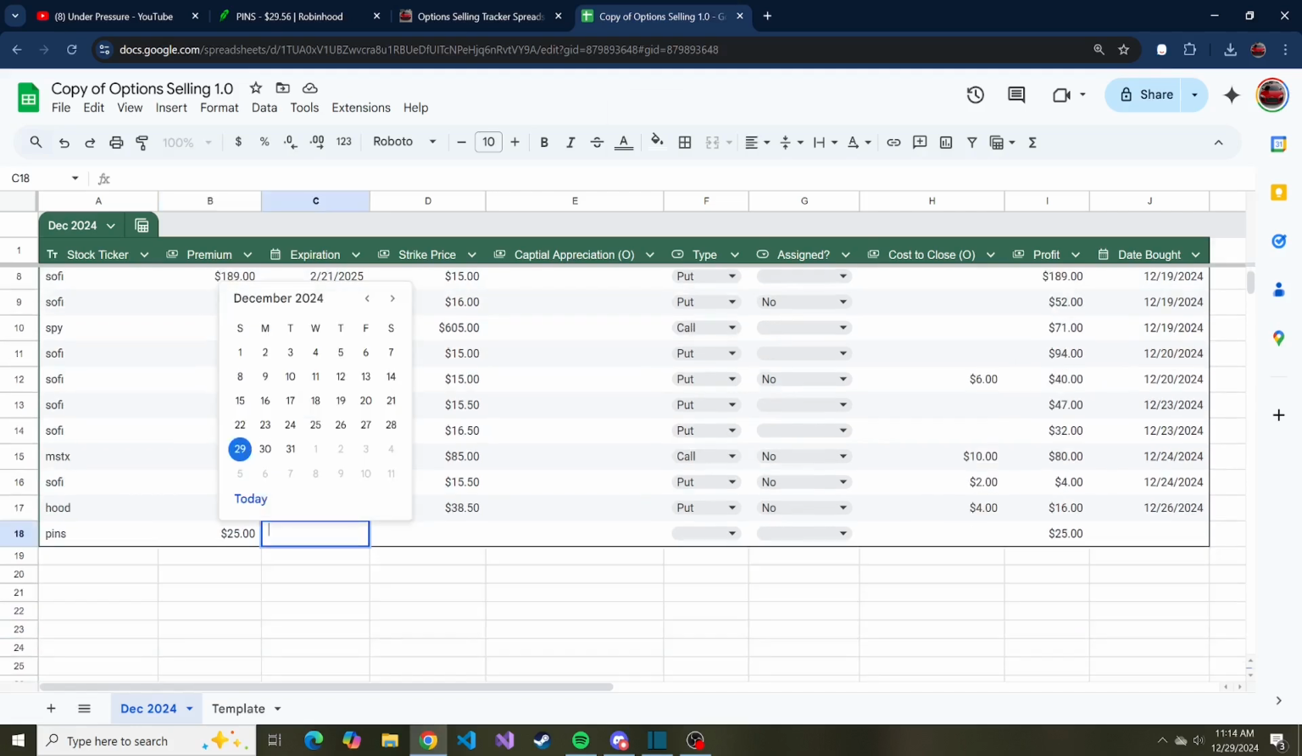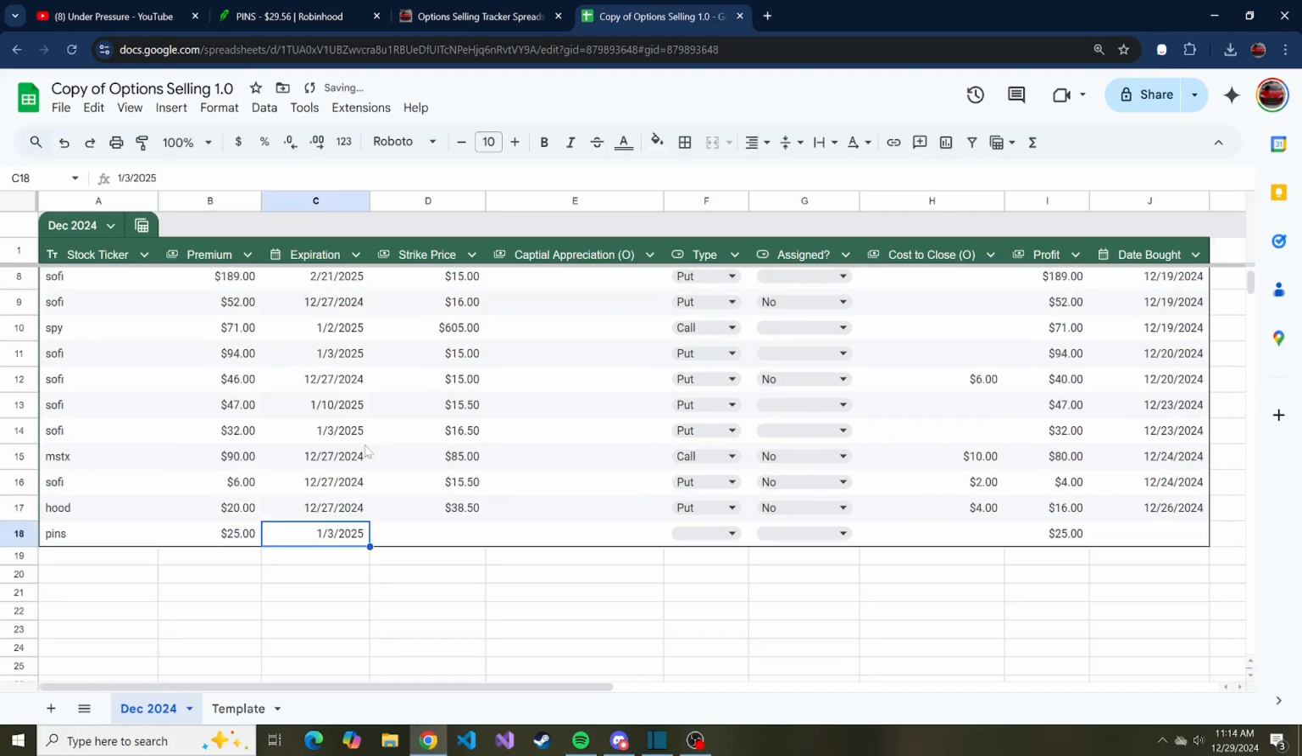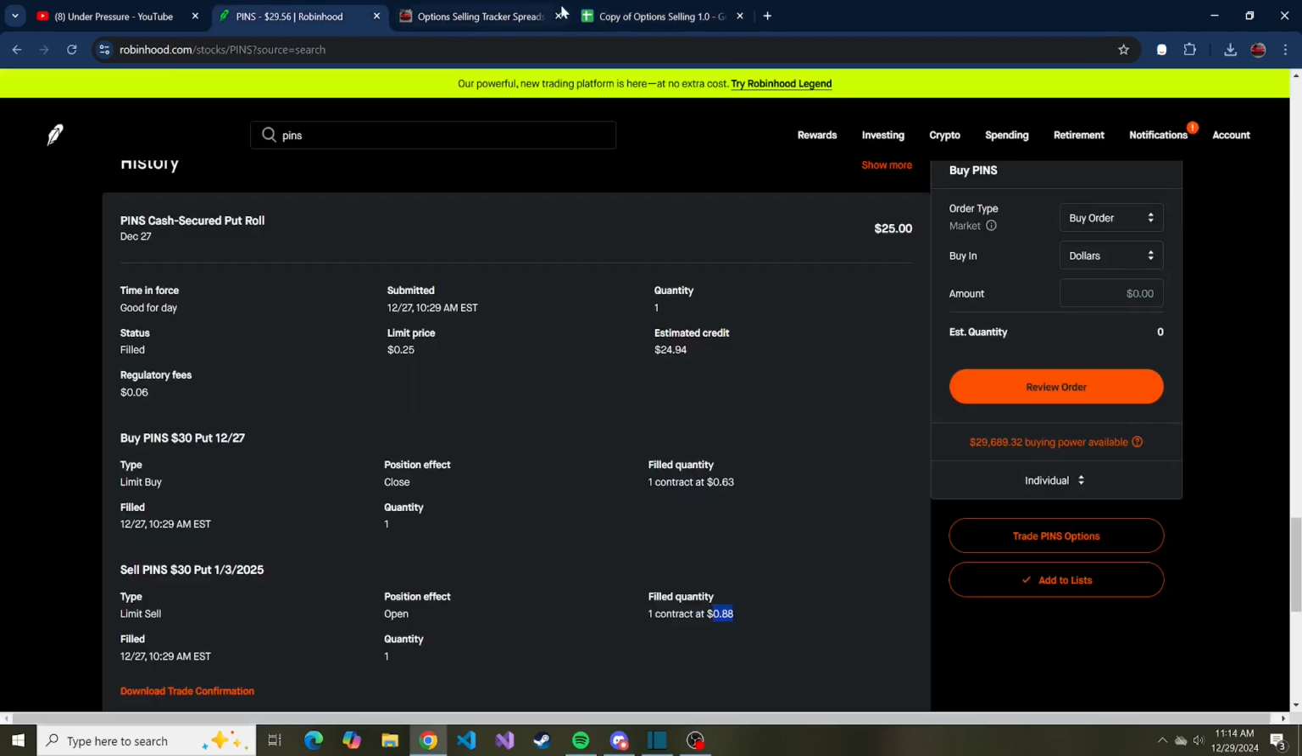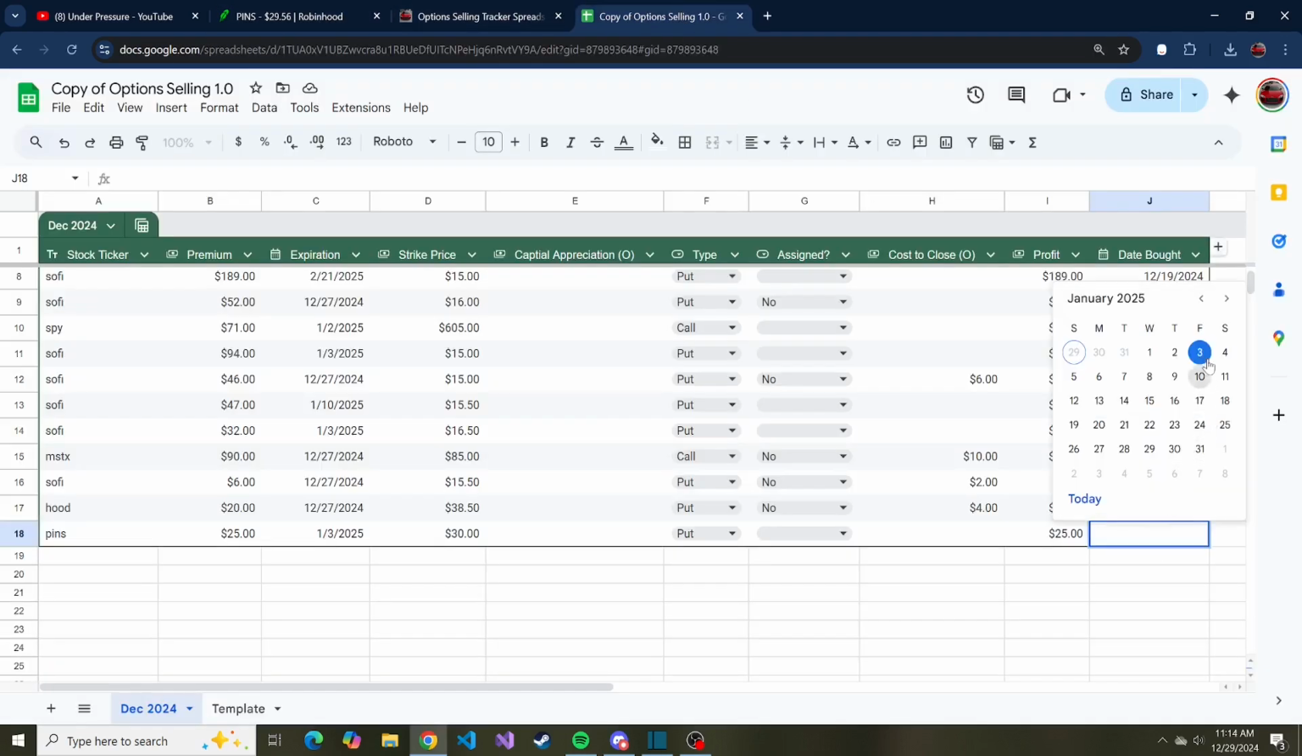And now we just put in the rest of the information. So this expires on the 3rd. The strike price is still $30. This is a put. We don't know if it's been assigned yet, and we don't know if I'm going to buy to close this position. So I'm going to leave this blank. And then the date that I rolled this was the 27th. So we can put that in.